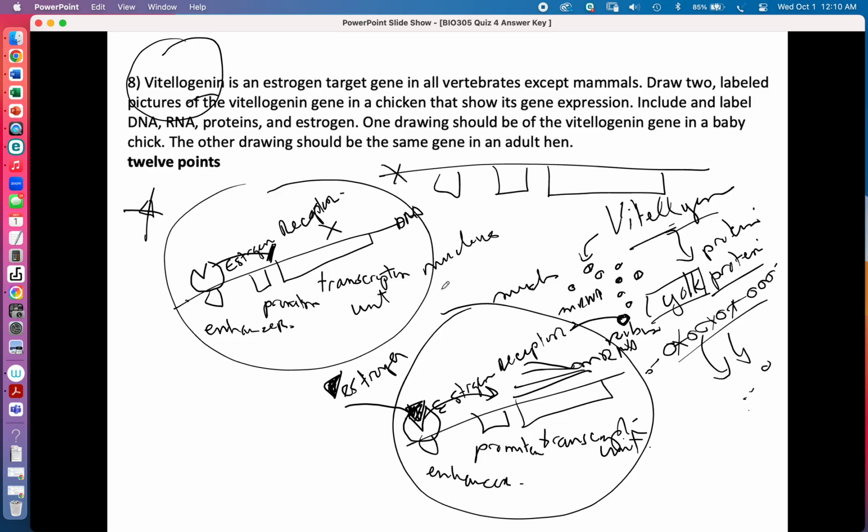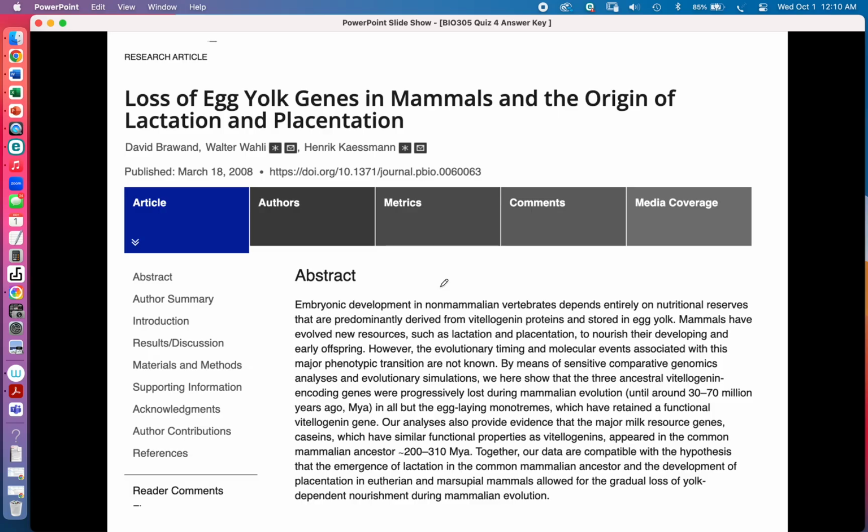the placenta. So to help you remember that, here's just a piece of information: these genes were lost in mammals when the mammals started being able to nurse their babies, and also when they had a placenta. And one way to think about this vitellogenin gene in non-mammalian vertebrates is like this.